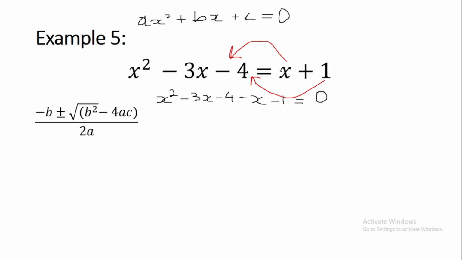So I moved over the two terms. This x right here is a positive, so it's going to change to negative. This one right here is a plus positive, so it's going to change to negative. Alright, so now that we have done that, we just go and group like terms. So group like terms.